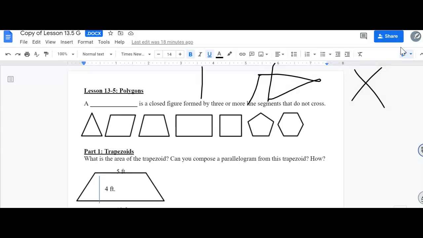A T. Trey. A circle. Whoa. Is a circle a polygon? Is it a closed figure? Yes. Check number 1. Is it formed by 3 or more line segments? No. Okay. It has no line segments.